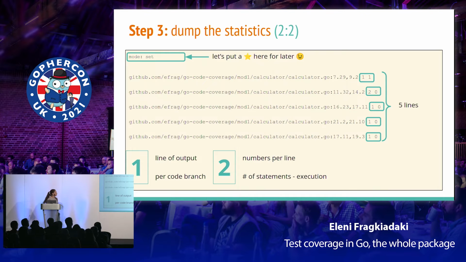So if we look at the numbers and you start adding up the numbers on the left, you're going to see that we have 6 statements in calculator.go. 1 of them got executed whilst we were running the tests. So our test coverage, therefore, is 16.7%, and this is what we got back from the cover tool. So this is how Go calculates this, and this is how we can see it.